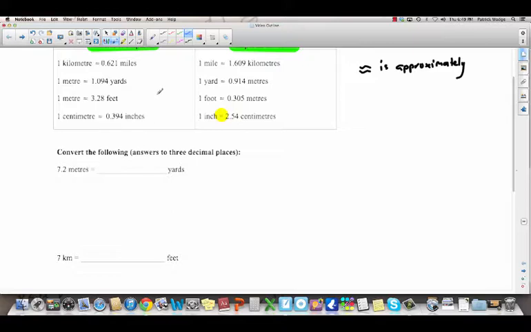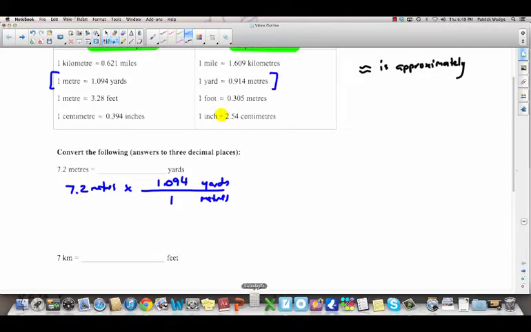7.2 meters to yards. Do we have something that goes meters to yards? Yes, we do. This goes meters to yards. Hey, wait a minute, this one goes meters to yards too. Which one should we use? It really doesn't matter. I'll prove it to you. We'll do them both. 7.2 meters times meters on the bottom, yards on top. Okay, let's use this one first. That would be 1 meter equals 1.094 yards.